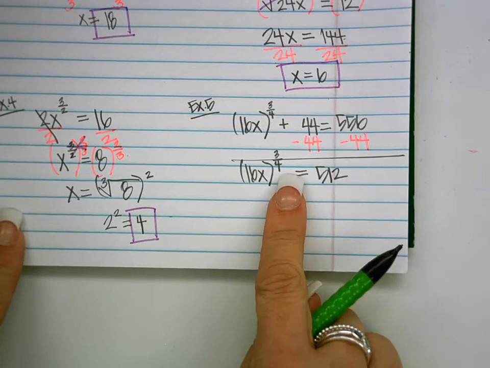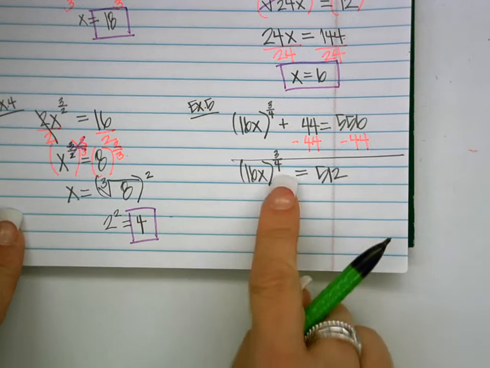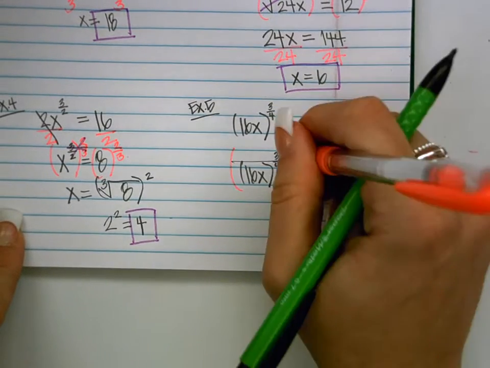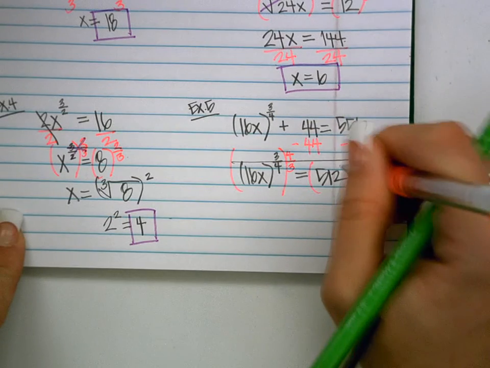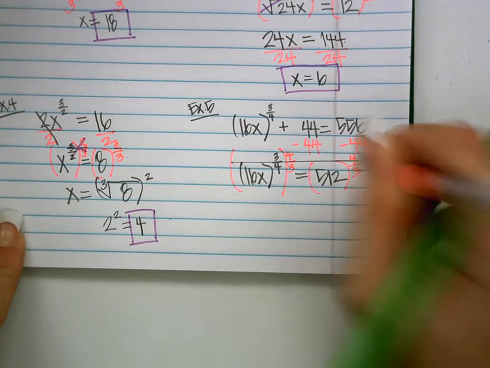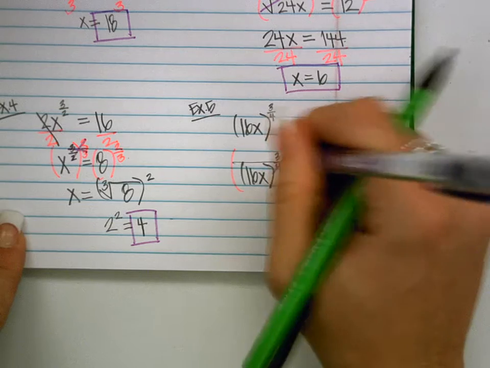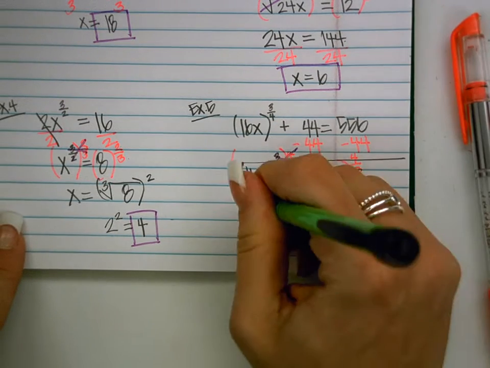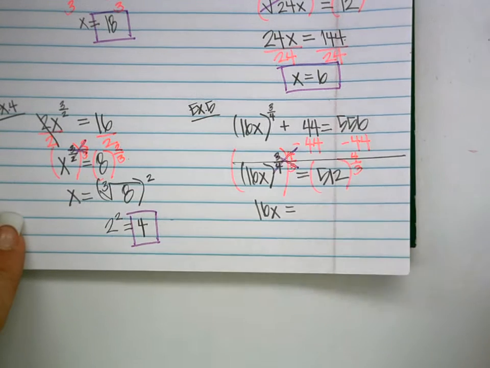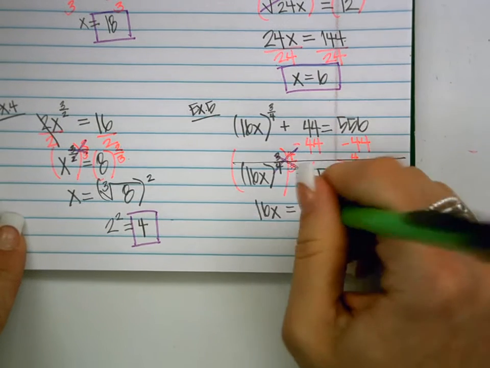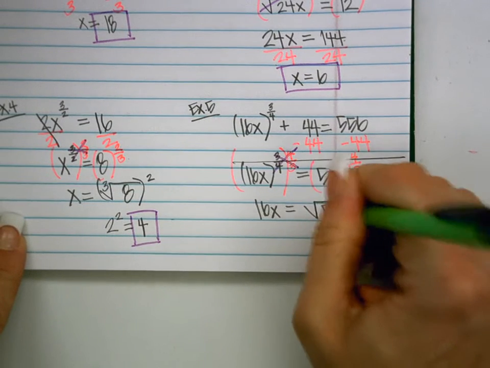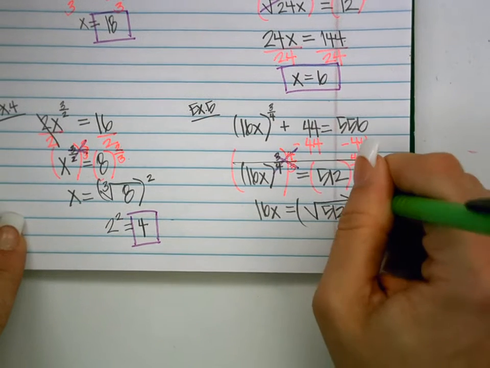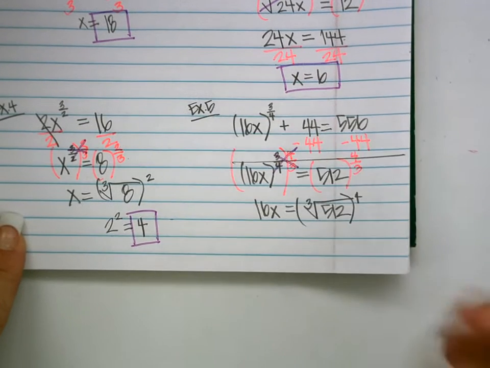To undo this, since this is around the whole thing, you actually have to undo the power now. So the reciprocal power is 4/3. Both sides to the 4/3 power. These will go away to become a 1. And we got 16x equals, rewrite this in power over root form. 512 underneath the radical, power of 4, root of 3.